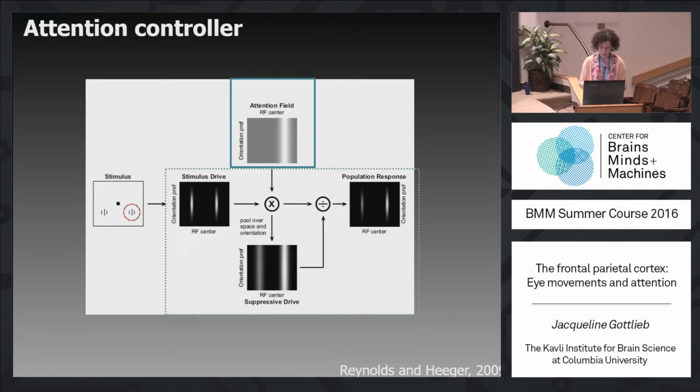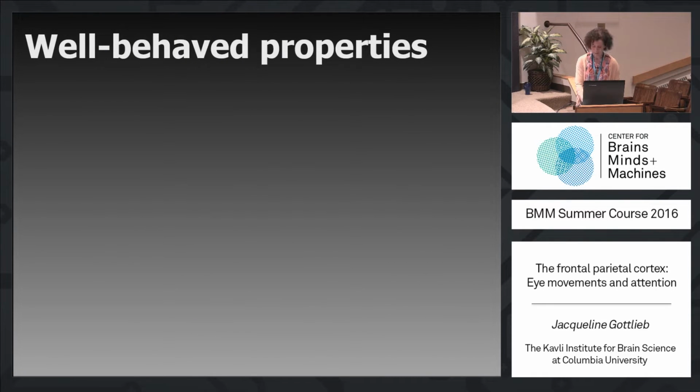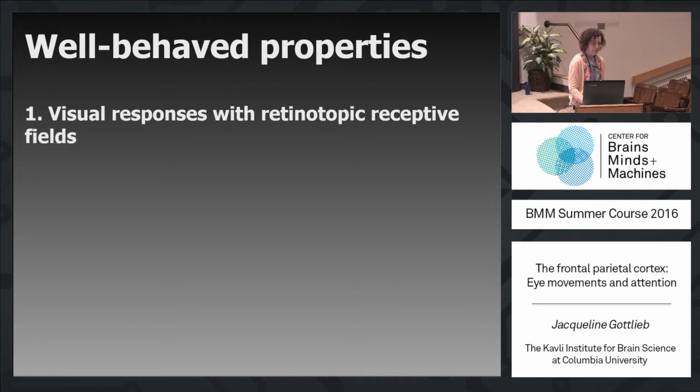Okay? And this attention field is modeled according to experimental data from single neuron recordings in FEF and LIP. So we can review some of these response properties. If you look at FEF and LIP neurons, you find that there are many cells that are simply visually responsive and have retinotopic receptive fields. That is, every cell talks about some location in your visual field.